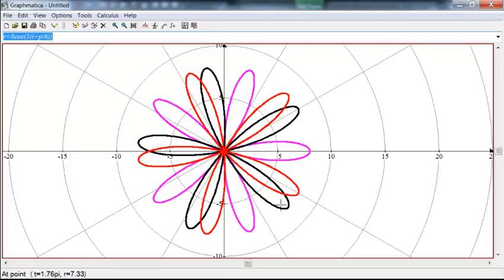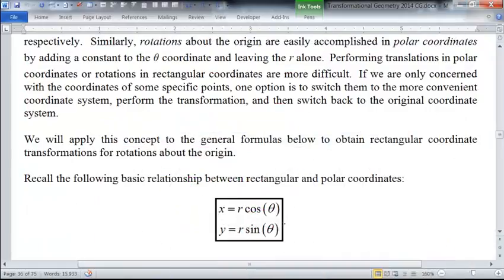Okay? And so you can see this leaf right here has now been rotated down here in the fourth quadrant. So there's a good example of what's happening here. Very easy to see what's going on in polar coordinates. Okay. Now what happens in rectangular coordinates? We're going to make use of this.